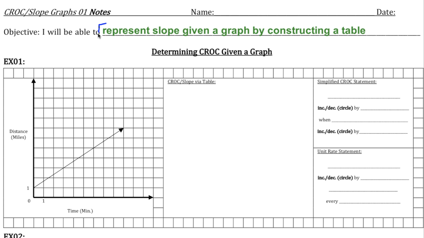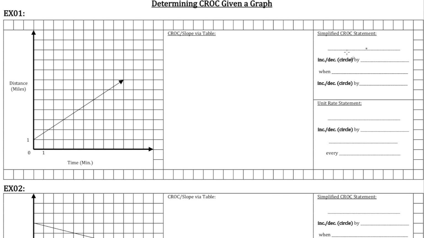All right, so in this lesson, we are going to represent slope. This is also called a constant rate of change. That's what we called it in our last lesson. Given a graph, by constructing a table. Okay, so let's find out how to do this.